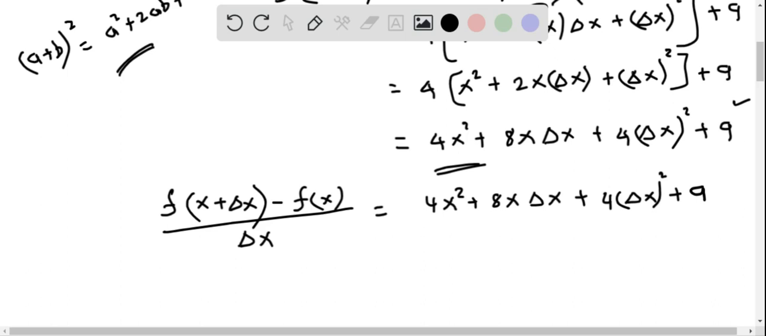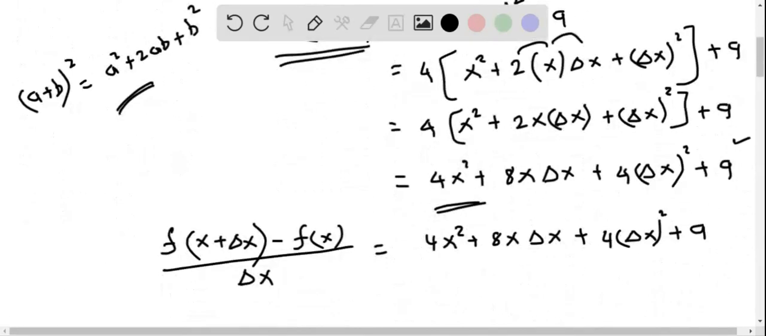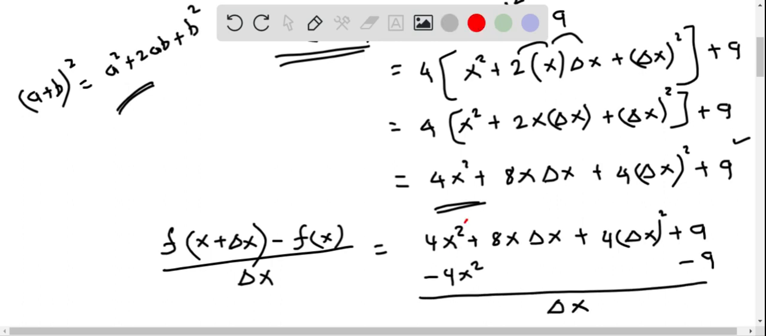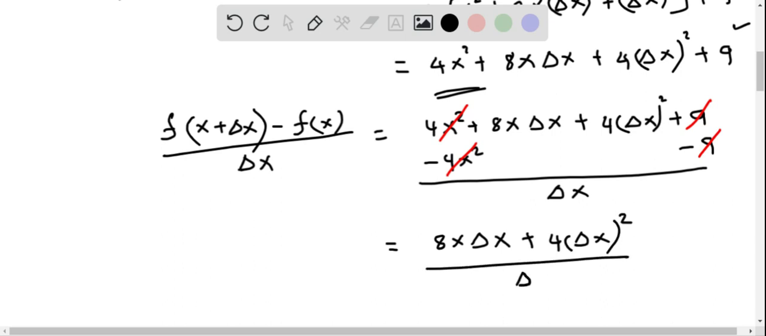We then have negative of f of x. That is, if f of x is 4x squared plus 9, the negative of f of x is negative 4x squared, negative 9. So let me put that here. That is negative 4x squared, negative 9. I can put down below negative 9 so that we can do the subtraction all over delta x. So we can cancel these like terms, that is 4x squared, negative 4x squared becomes 0, positive 9 and negative 9 becomes 0. And finally, we are left with 8x delta x plus 4 delta x quantity square over delta x.